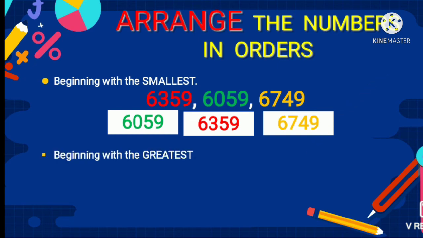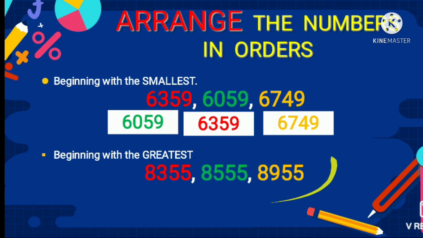Next, if the question is: arrange the number in order, begin with the greatest. Look, the number is still the same, but they ask from the greatest. So which one is the biggest? Yes. Oh, they give us another number here. So they ask to arrange, begin with the greatest.